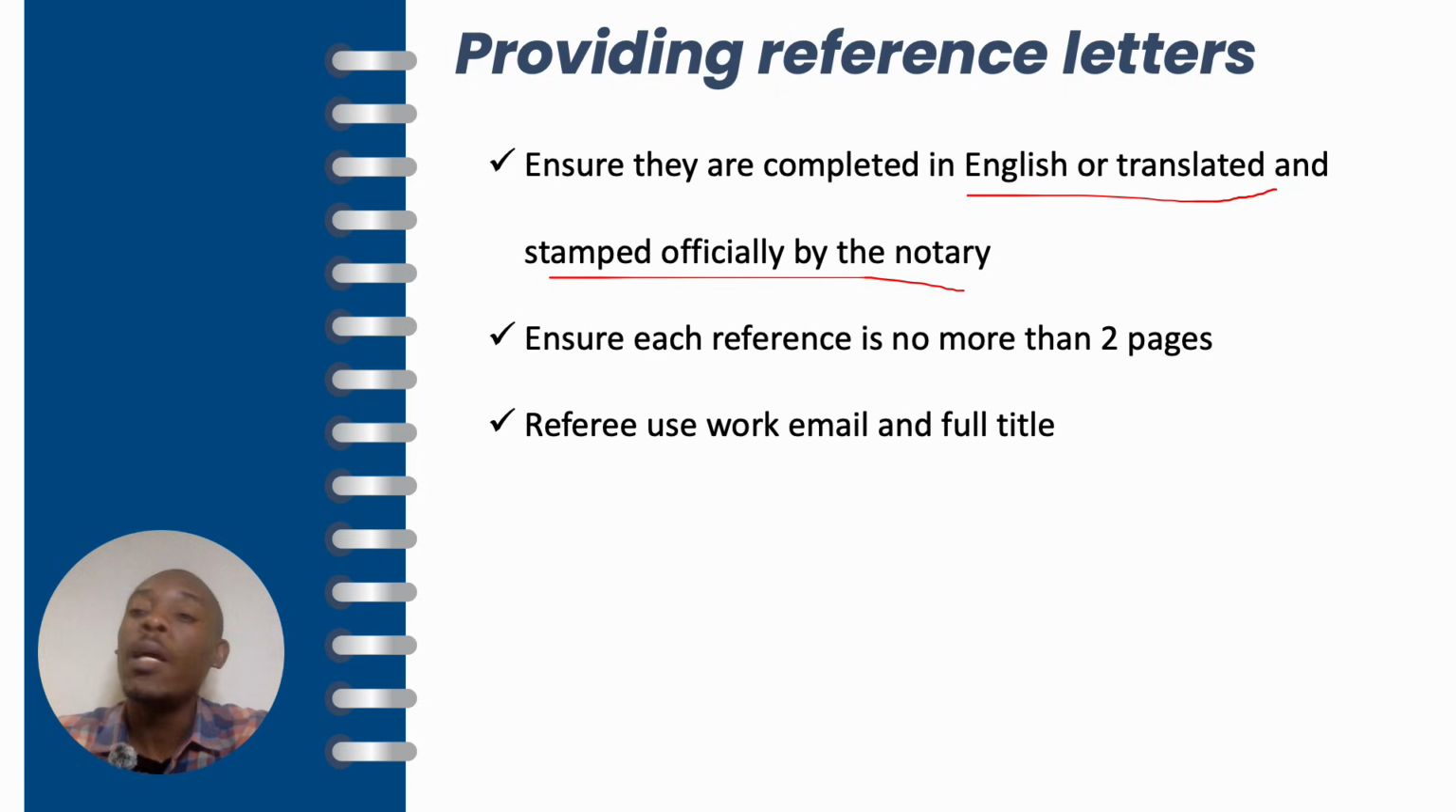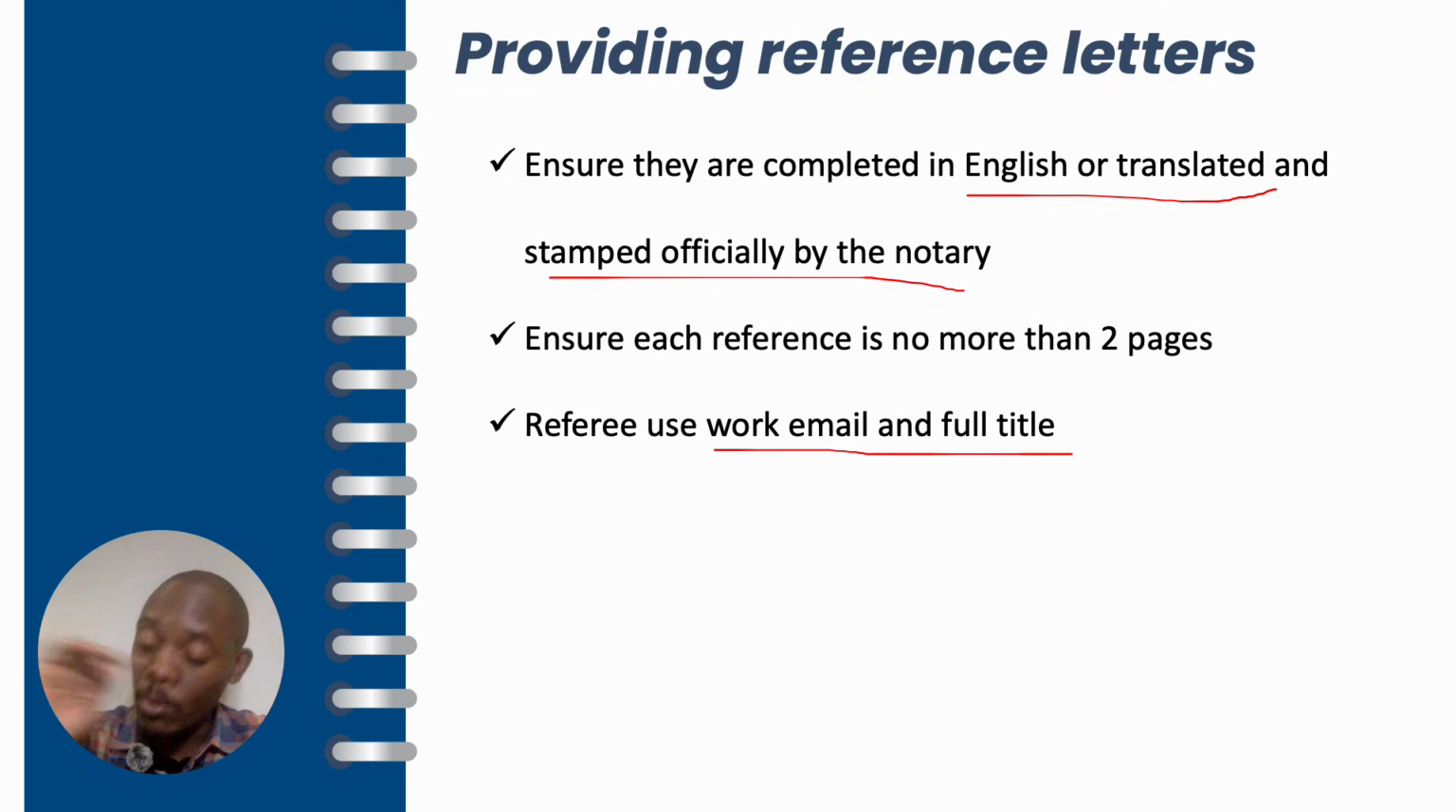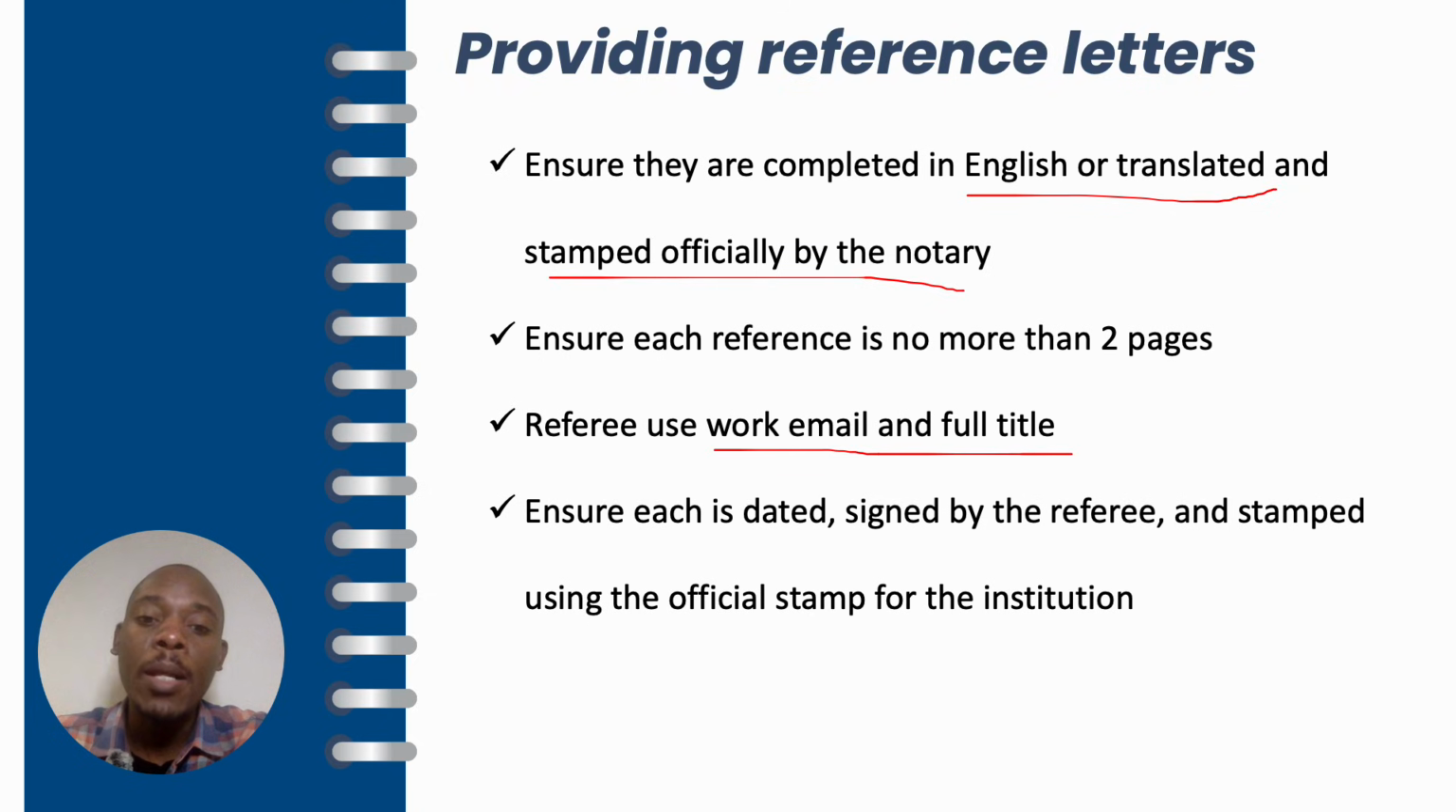uploaded. So the referee should use, again, the work email and the full title. They shouldn't use their at yahoo.com or at gmail.com. They should be able to use their work email and their full title. If they are the human resource, they should be able to state they are the senior human resource, or they are just a human resource officer, whatever the case may be. And ensure that each date is clearly using the same format like I've mentioned on the other forms. The signature by the referee is clear, and the stamp is also of an official institution like I've mentioned.